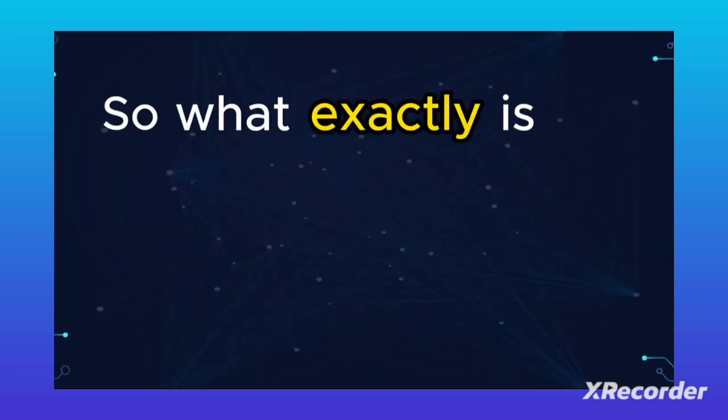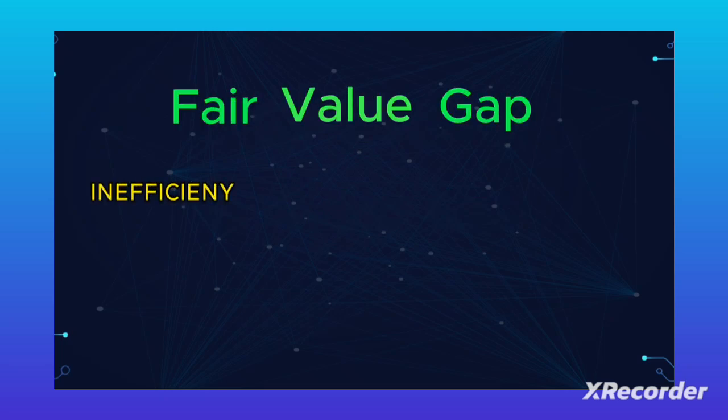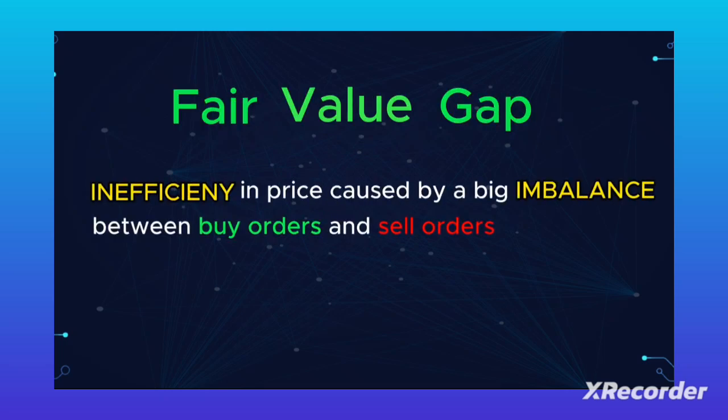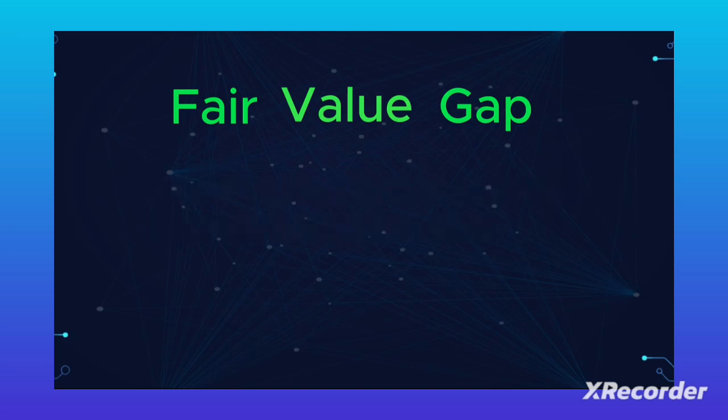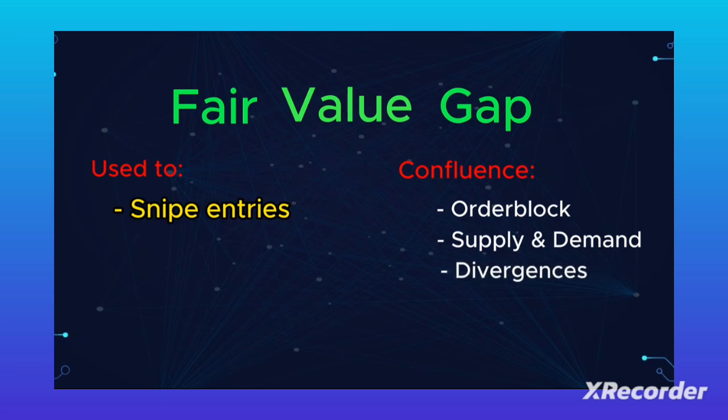So what exactly is a fair value gap? Sounds like an interesting name, doesn't it? A fair value gap is an inefficiency in price caused by a big imbalance between buy orders and sell orders in a given asset or market. A fair value gap is used to snipe entry points. The fair value gap can also be used as a confluence with order blocks, supply and demand zones, divergence strategies, and many more price action concepts.